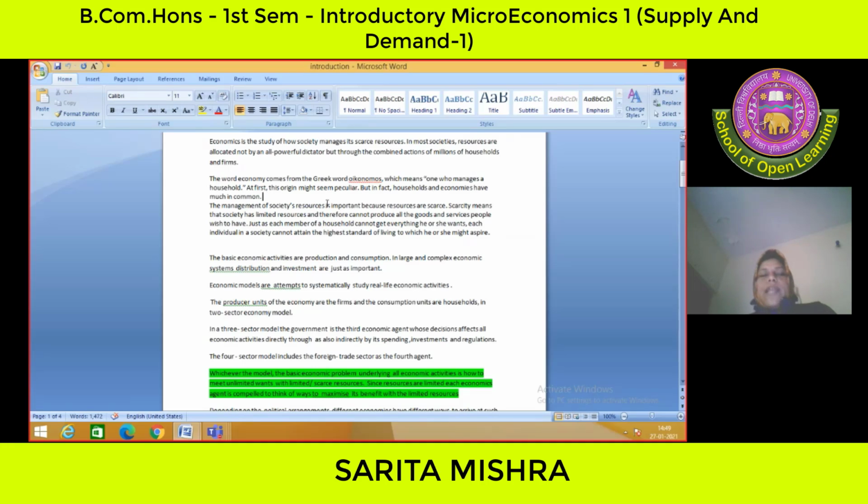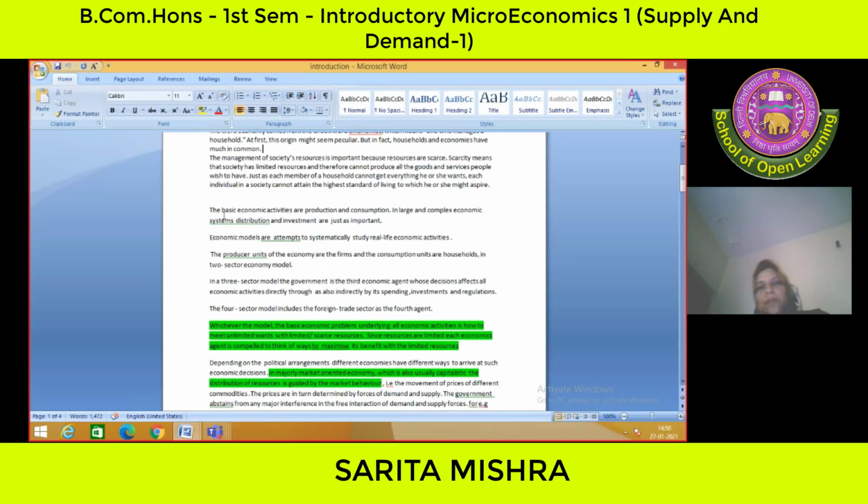Because basically the economy runs along the same principle as a household is run. The management of society's resources is important because resources are scarce, and scarcity means that society has limited resources and therefore cannot produce all the goods and services that all the people wish to have. So just as in a household, you have to ration your monthly income or yearly income between the needs of different family members, similarly, you have to ration the total resources of the economy between the demands of several groups of people.